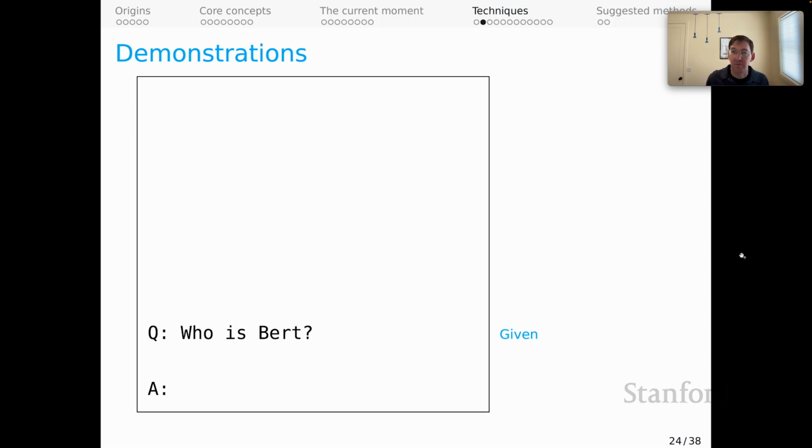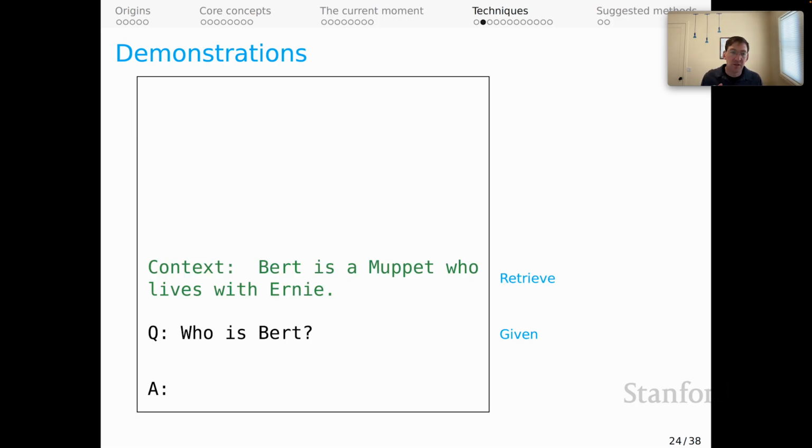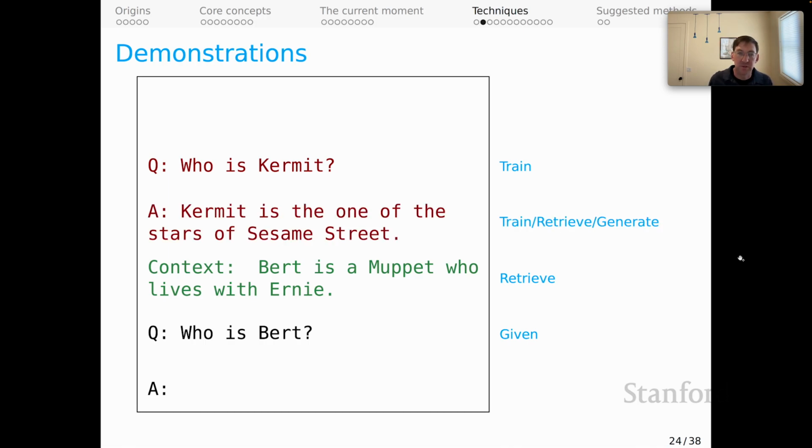By now you probably have an intuition that it would be effective to retrieve a context passage to insert into the prompt to help the model, to provide it some evidence that it can use for answering the question. The idea behind demonstrations is that it might also help to show the model examples of the kind of behaviors that we would like to elicit. And so maybe we have a train set of QA pairs and we fetch one of those QA pairs and insert it into the prompt. Here I've put the question, who is Kermit? And we would also insert the answer.